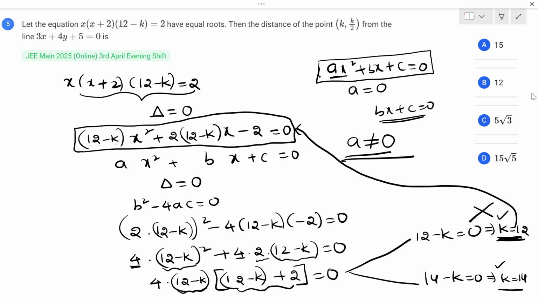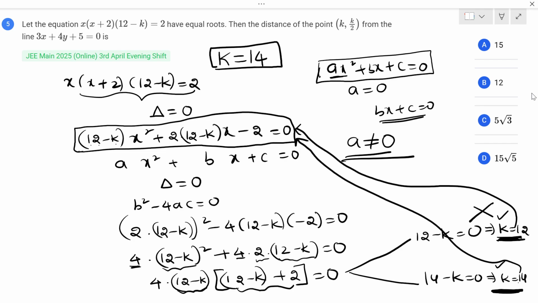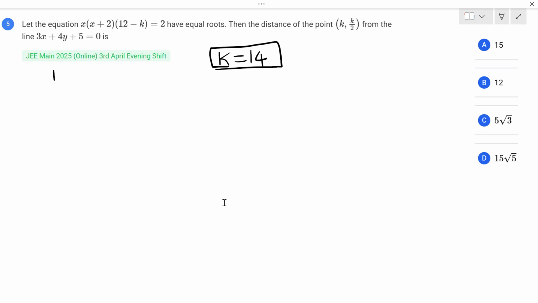But can I have k is equal to 14? Now put k is equal to 14 in the original equation. So that would be 12 minus 14, that is minus 2 into x square. Can I have that? Yes. Coefficient of x square, a, is minus 2, not 0. Yes, I can have k is equal to 14. So what I understood from the analysis of this is, according to the question, if I need to have equal roots, the correct value is k has to be equal to 14. This is what I understood. Accordingly, I got k is equal to 14.